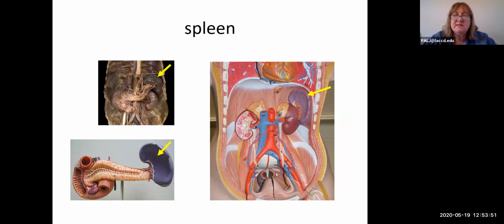And so what was that structure at the tail of the pancreas? Well, that is your spleen, which is not a digestive organ, but it just happens to be right adjacent to the tail of the pancreas, tucked right underneath the diaphragm in the left upper quadrant.